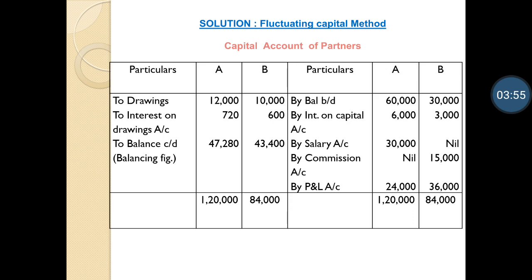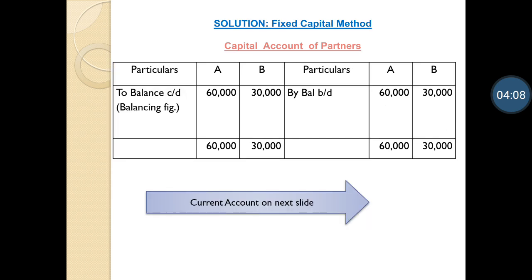What is the last thing on the debit side? That is balance carried down. This is the balancing figure of your capital account. So the capital account in the fluctuating capital method includes all the items.